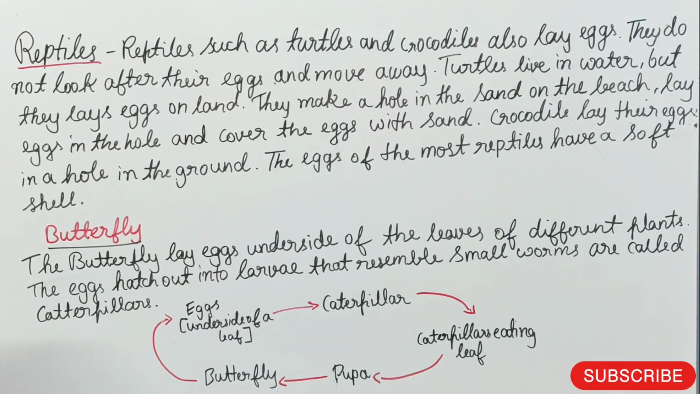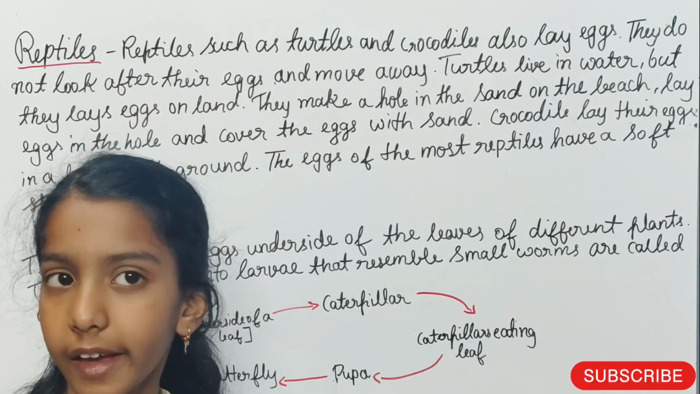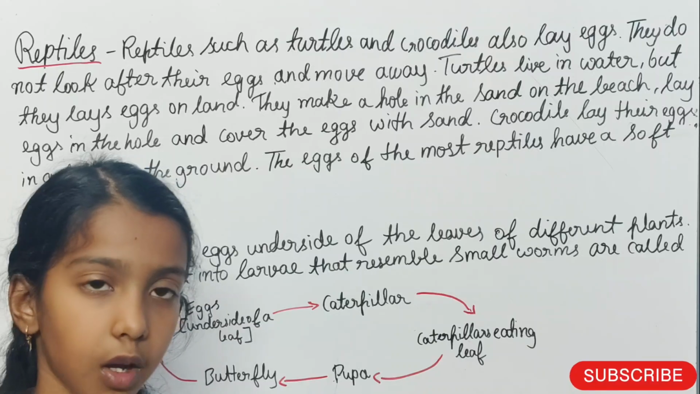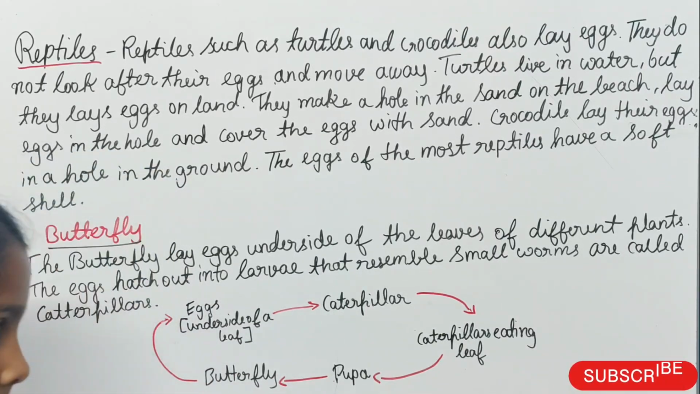The eggs of most reptiles have a soft shell. Okay, so now we will learn about butterfly. Butterfly also lay eggs, means the insects also lay eggs. So the butterfly lays eggs on the underside of the leaves of different plants. This is the leaf. It lays eggs on the underside of the leaf.